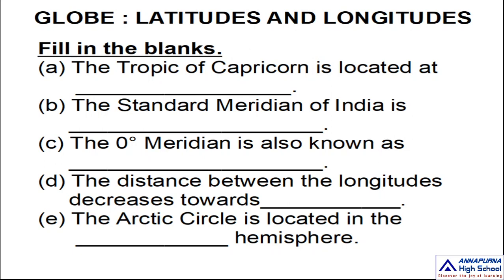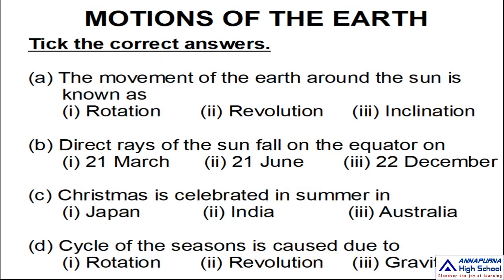Okay children, next come to the next lesson, motions of the earth. First tick the correct answers. The movement of the earth around the sun is known as dash. Earth has two movements. What are those two movements? Rotation and revolution. Rotation means it rounds itself. Revolution means it revolves around the sun. Here the earth moves around the sun. That's why your answer is revolution. 2 is the correct answer of the first bit.